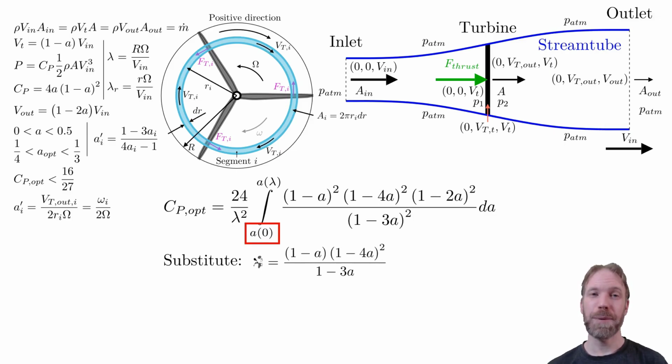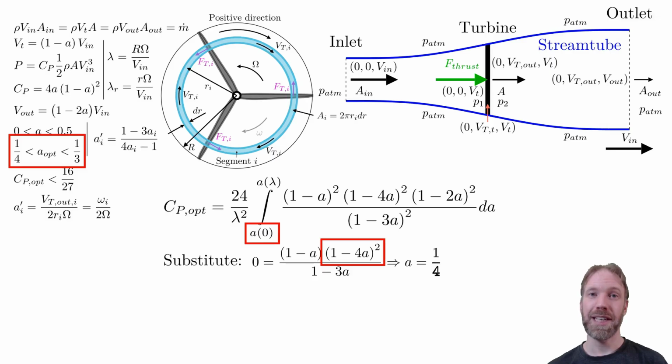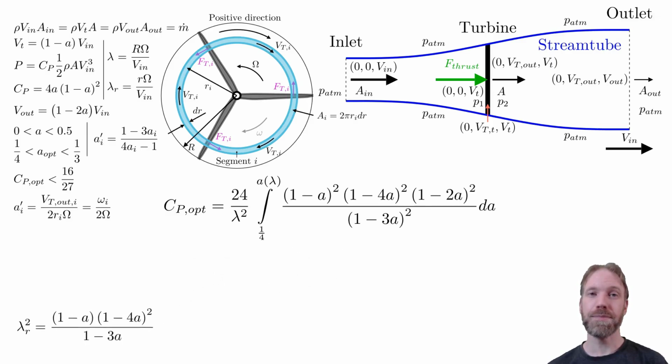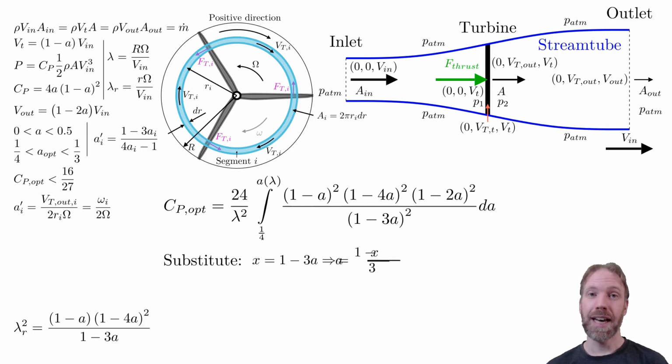The lower limit can be calculated by setting lambda to 0. We can see that it's the second factor that is 0 in our valid interval. Hence, a of 0 is 1/4. We leave the upper limit as it is for now, which is solved by our equation for lambda. Let's make yet another substitution. This time, set x equals 1 minus 3a. Solve for a and calculate the derivative.